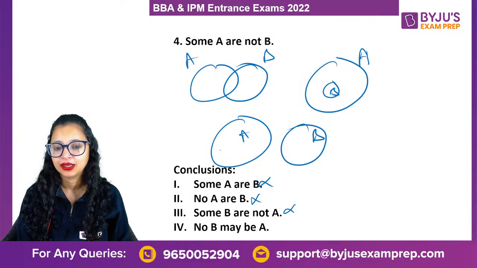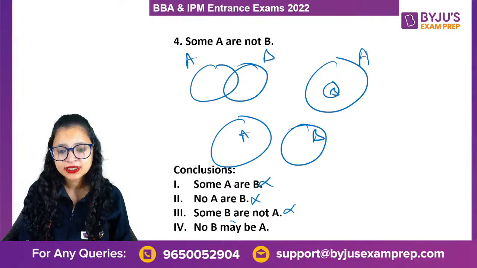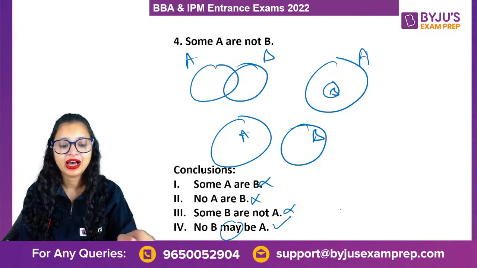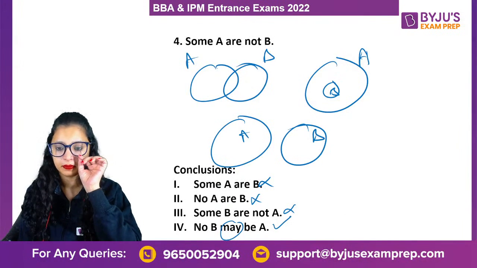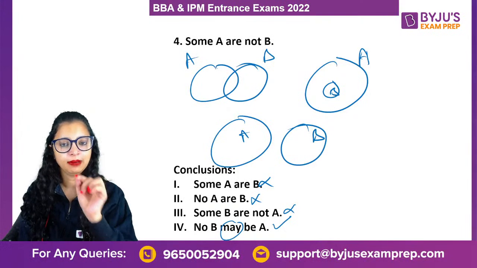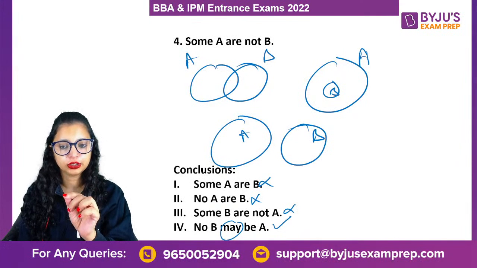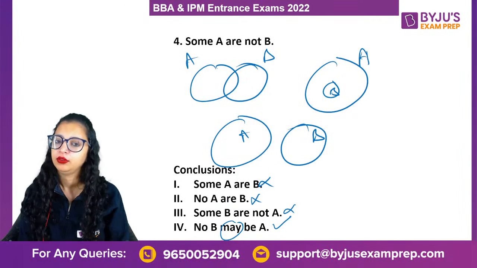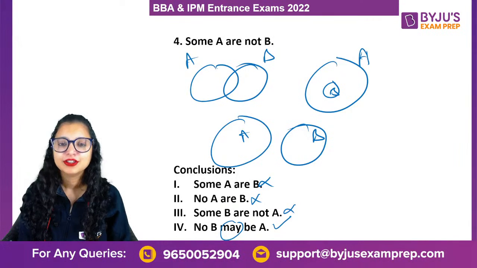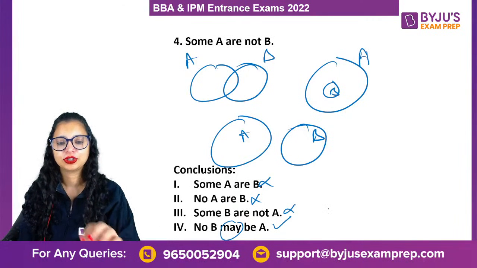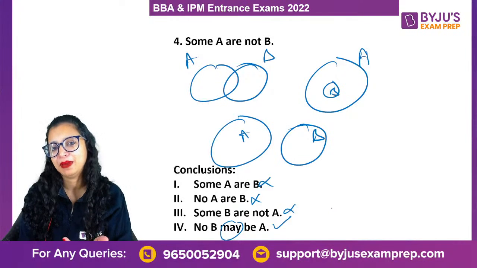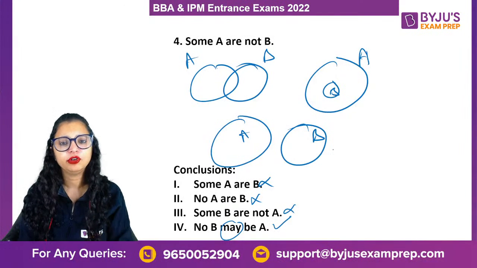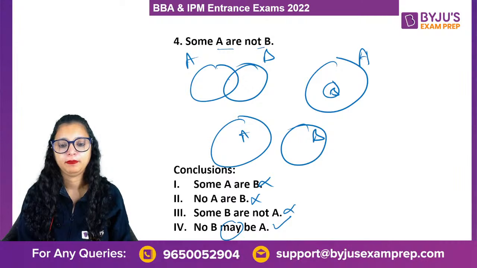No B may be A. Correct in the last one. Incorrect in the second one. That means it's a maybe case. That means it is a valid conclusion. That means when you have some A are not B, a sure shot conclusion cannot be drawn. It's only a probable one that you can see. So our conclusion can only be a probable one, something that has 'may'. A sure shot conclusion will never be true in some A are not B.